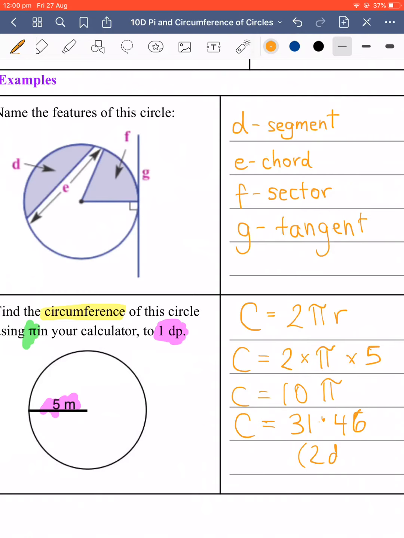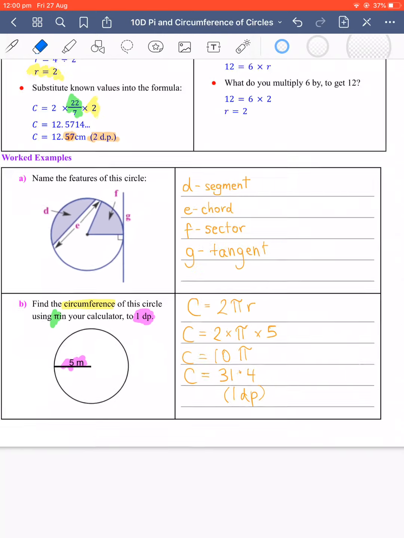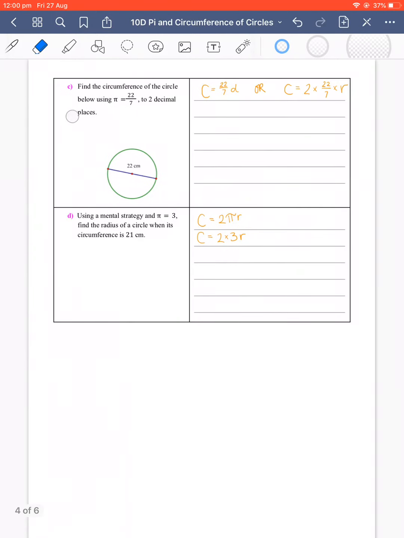I'm going to write a little reminder to myself. 2dp. Oh, apologies, I made a mistake. It's supposed to be to 1 decimal place. So if it's to 1 decimal place, we actually only end up with 31.4. Okay, next question. Let's go.